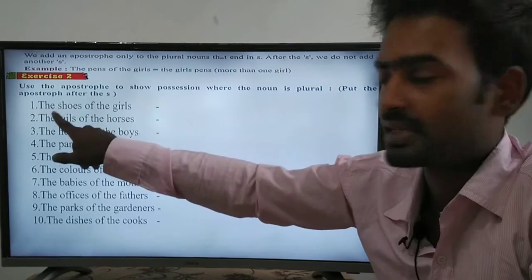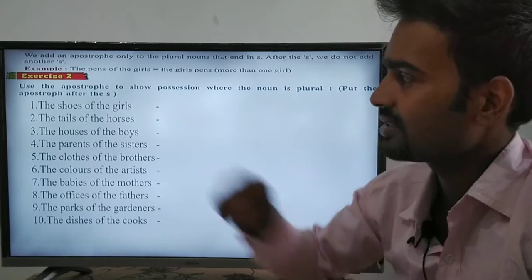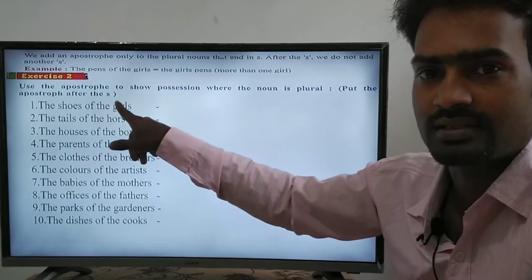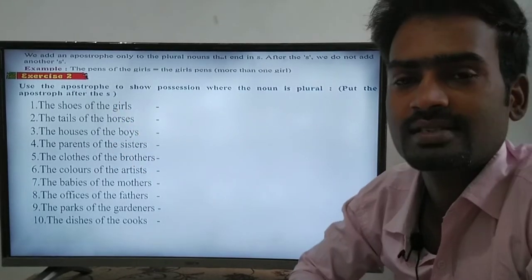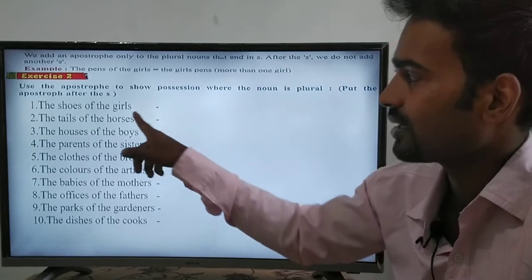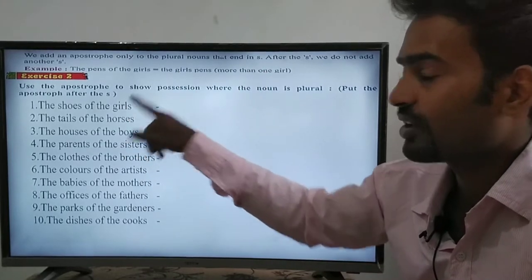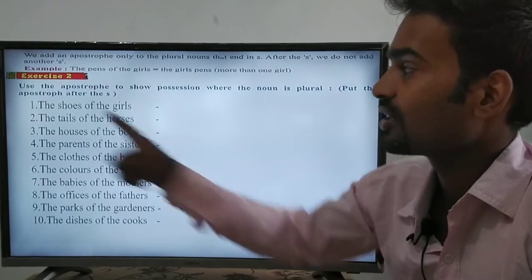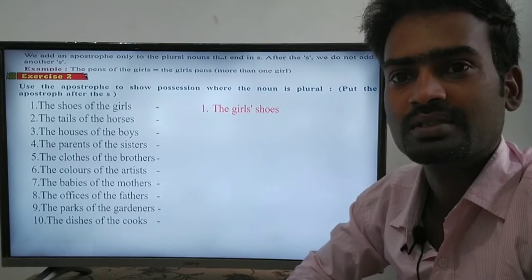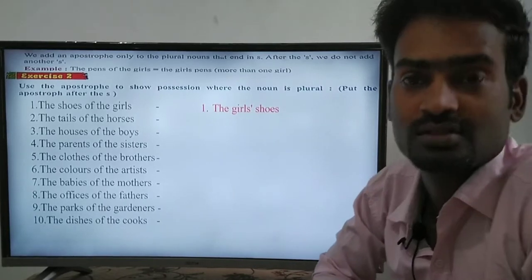This is a normal statement: the shoes of the girls. Here the subject is girls, right? It is a plural noun that already ends in s, right? Girls, more than one girl. The shoes of the girls. So when we write the answer, we add an apostrophe, right? The girls' shoes.